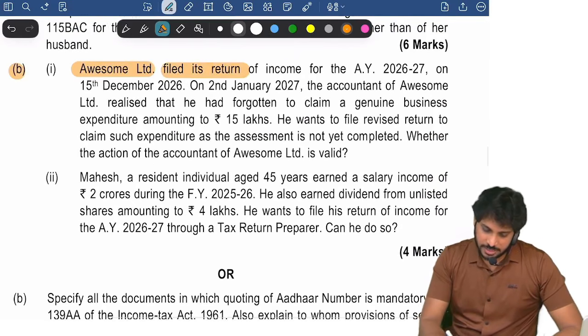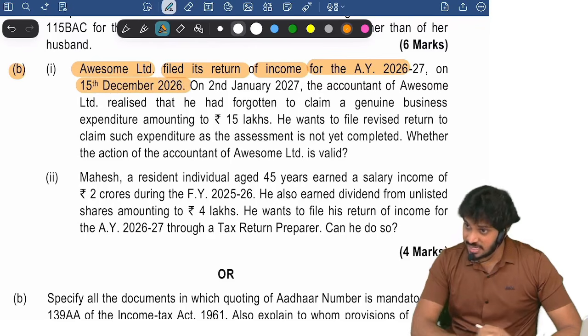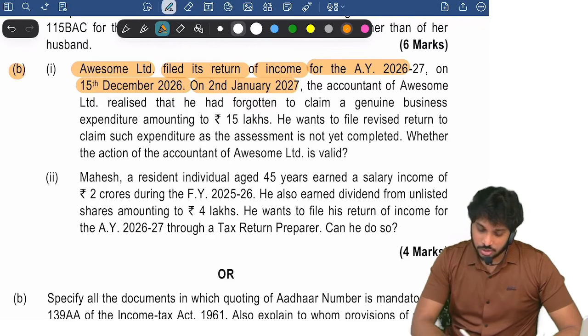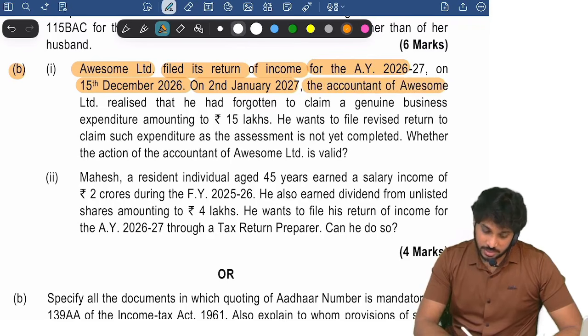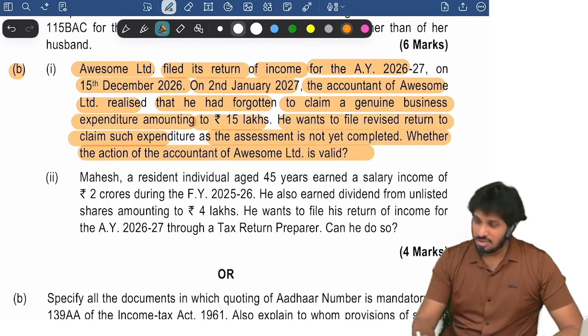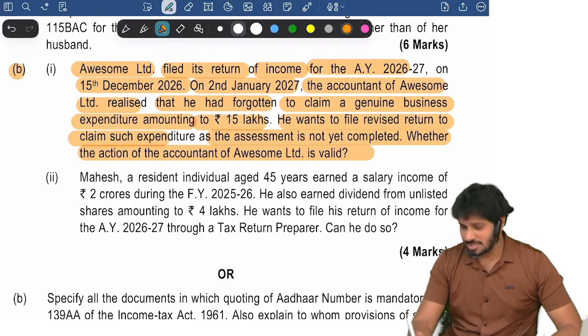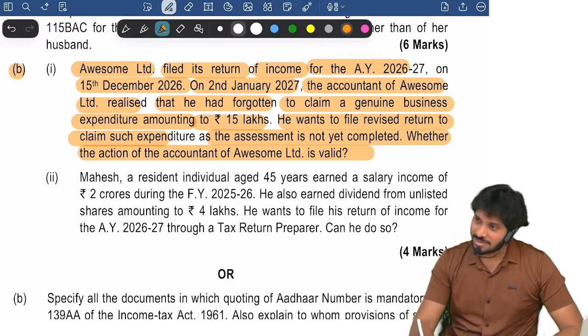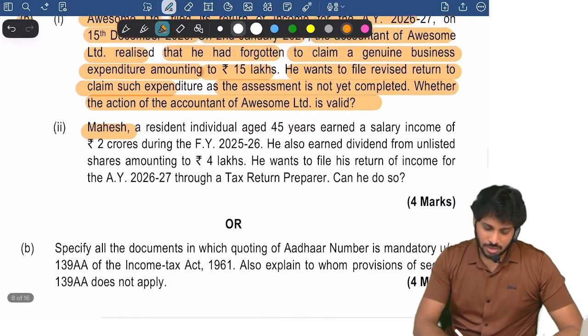Awesome Limited filed its return of income for the assessment year on 15th December 2026 belatedly. Yes or no? On 2nd January, the accountant realized that he has forgotten to claim a genuine business expenditure of 15 lakh. He wants to file a revised return to claim such expenditure. No, not allowed. Already the due date has crossed. Am I right? So not allowed.